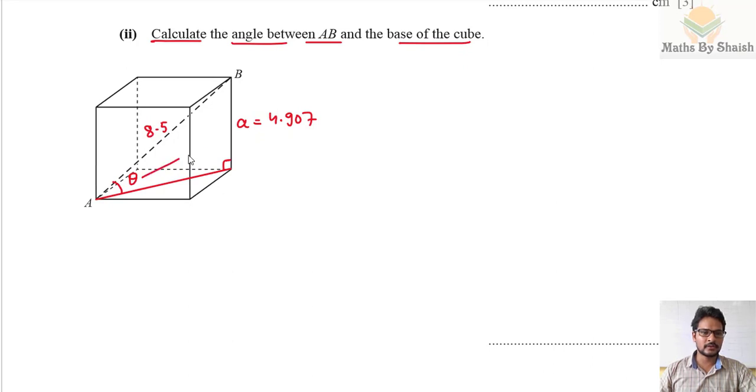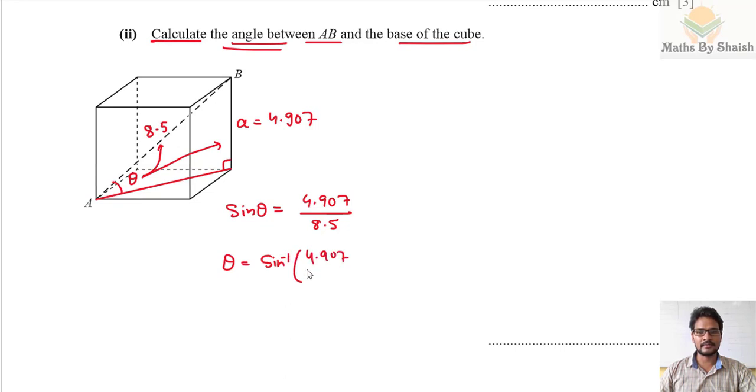So corresponding to theta, we have the opposite side and the hypotenuse, so we can use sine theta. So sine theta becomes 4.907 upon 8.5, or theta, which is what we require, so theta becomes sine inverse of 4.907 upon 8.5, and this is what we are going to calculate from calculator.